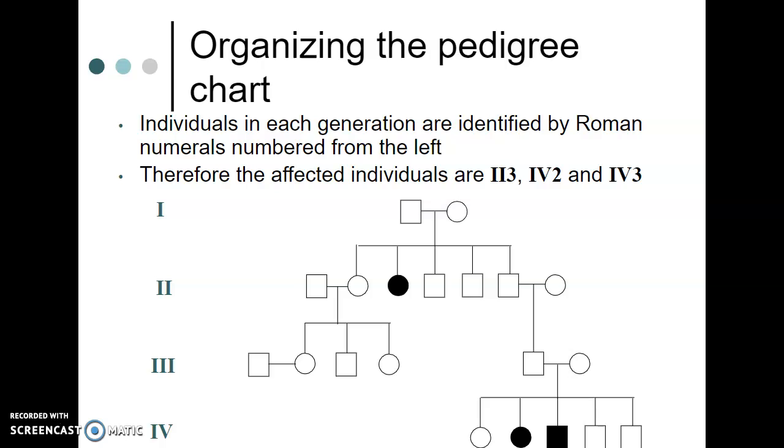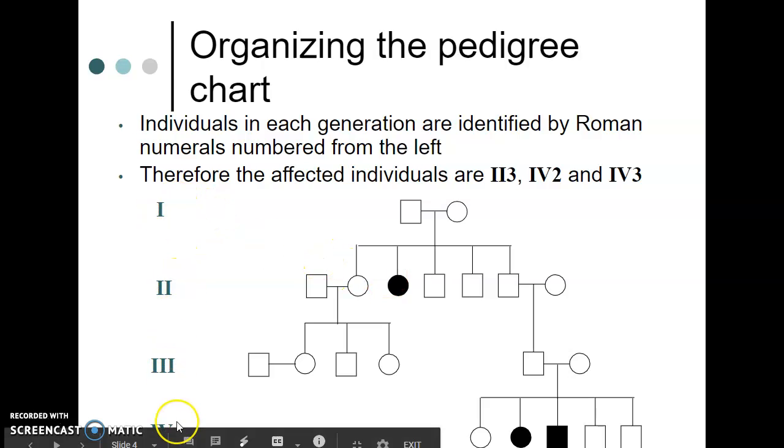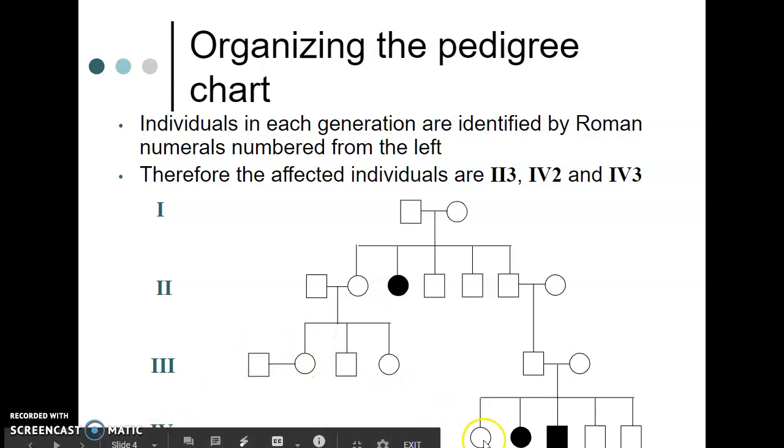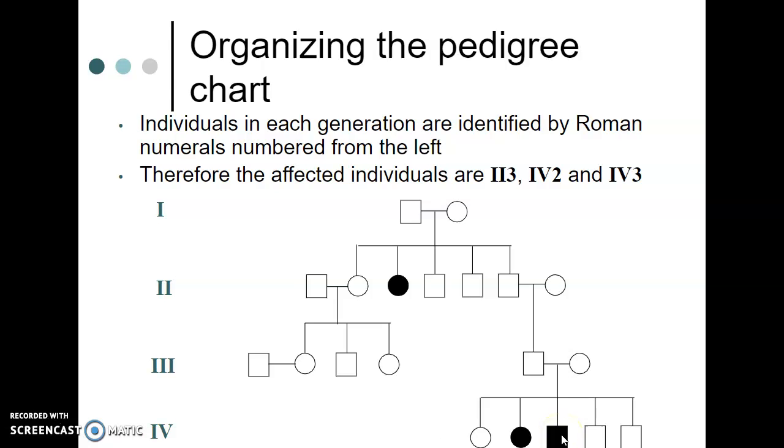Individuals in each generation are identified by a Roman numeral. So for the Roman numerals, this would be the first generation, second, third, fourth. Individual II-3 has the condition. Individual IV-1 and II-2 have it. IV-2 and IV-3 would both have the condition.